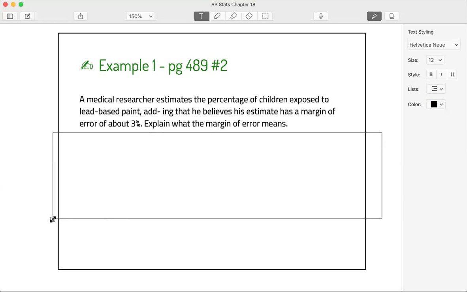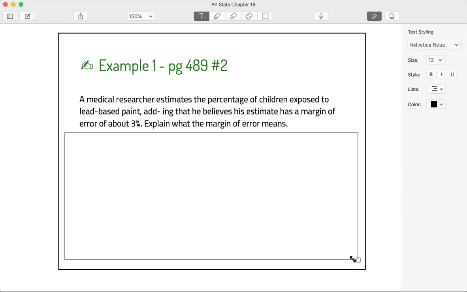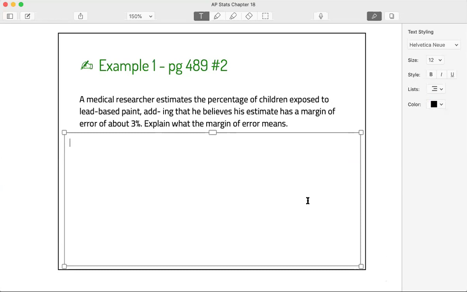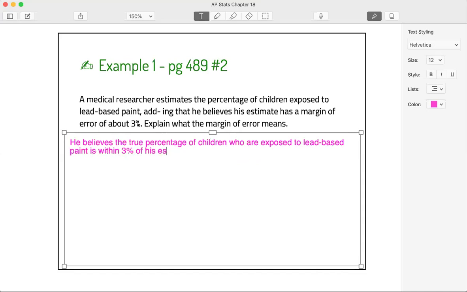Just trying to get my text box and the rest of my box here. All right, so I might write the following, okay? He believes the true percentage, that's our p, of children who are exposed to lead-based paint is within 3% of his estimate, with some degree of confidence. Now, this is not stated what confidence we have, but we might think it was 95%.